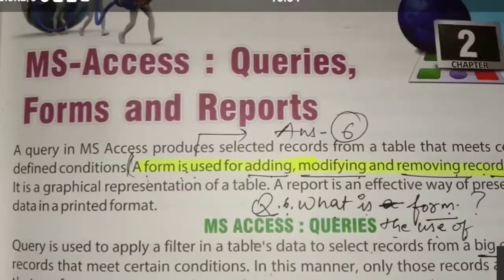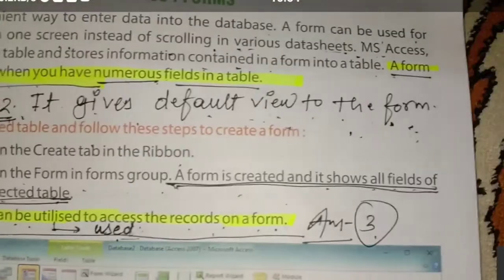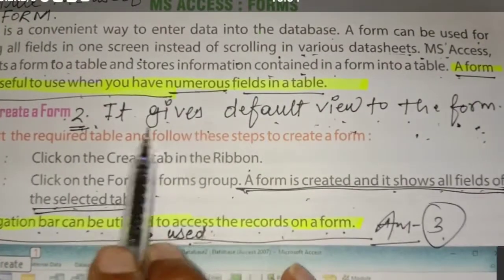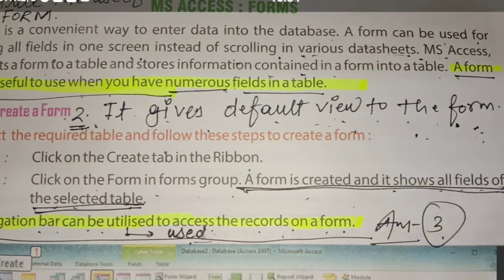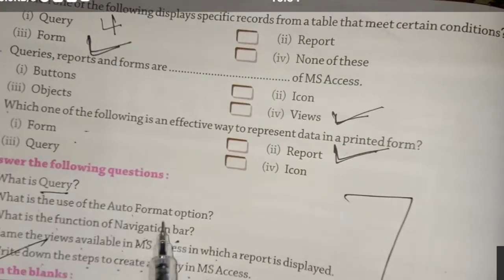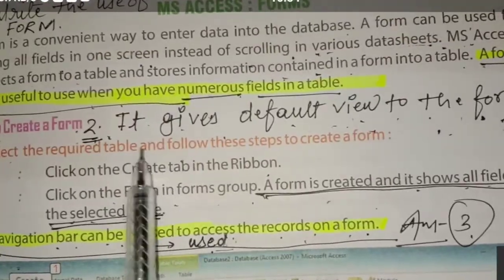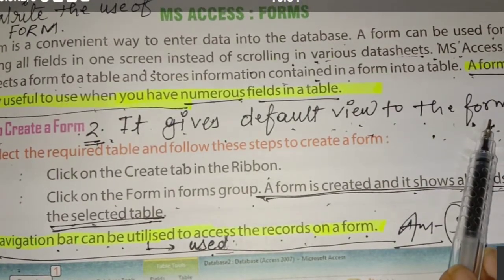Second answer. It gives default view to the form. What is the use of that? It is asking: what is the use of auto format option? So you may write this answer: it gives default view to the form.